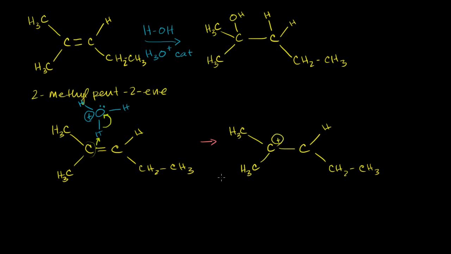A carbocation by definition is positive, so maybe I'm being a little redundant there. So it's positive. And then this bond, let me do this in orange. This bond is now between this carbon and the hydrogen. The electron went to that hydrogen to form a bond. So this bond is now with this hydrogen over here, with this hydrogen over there.